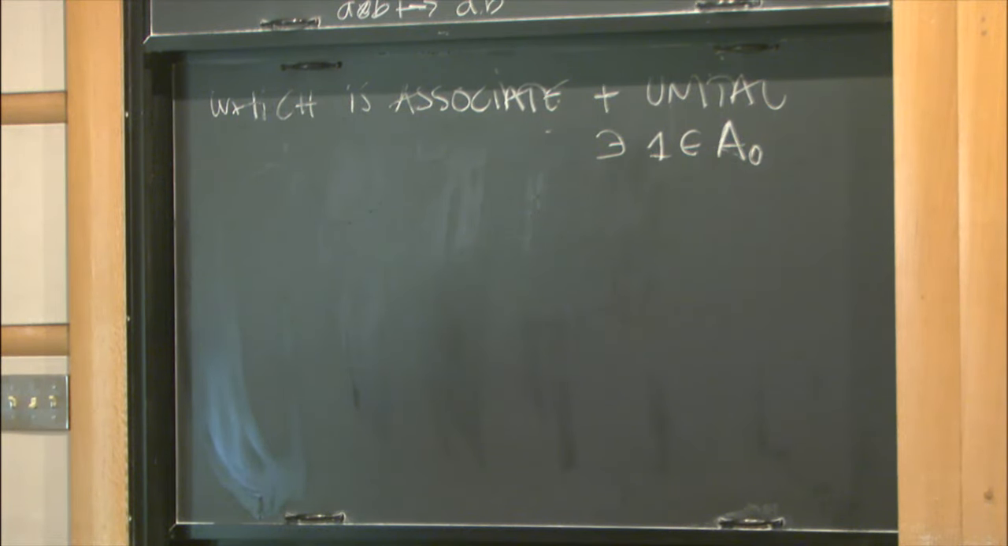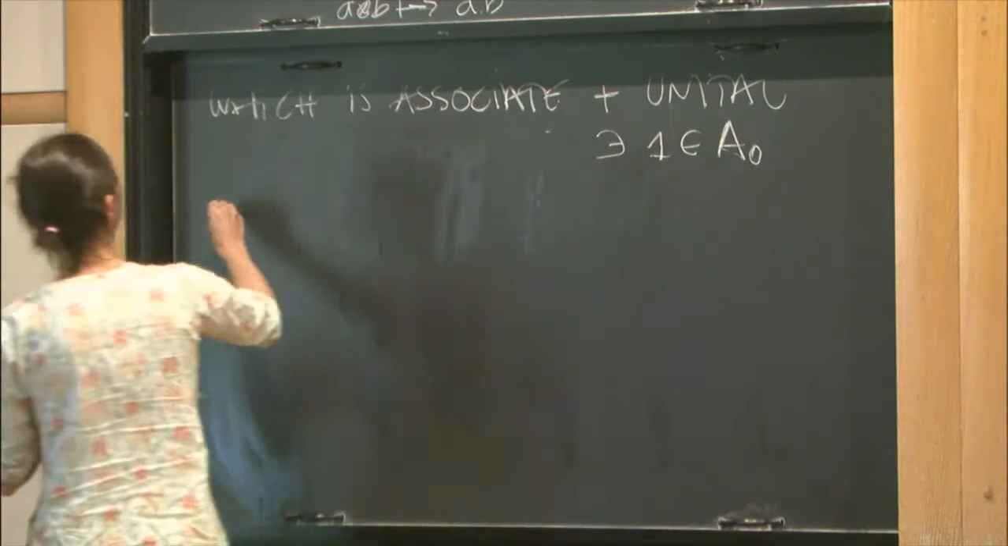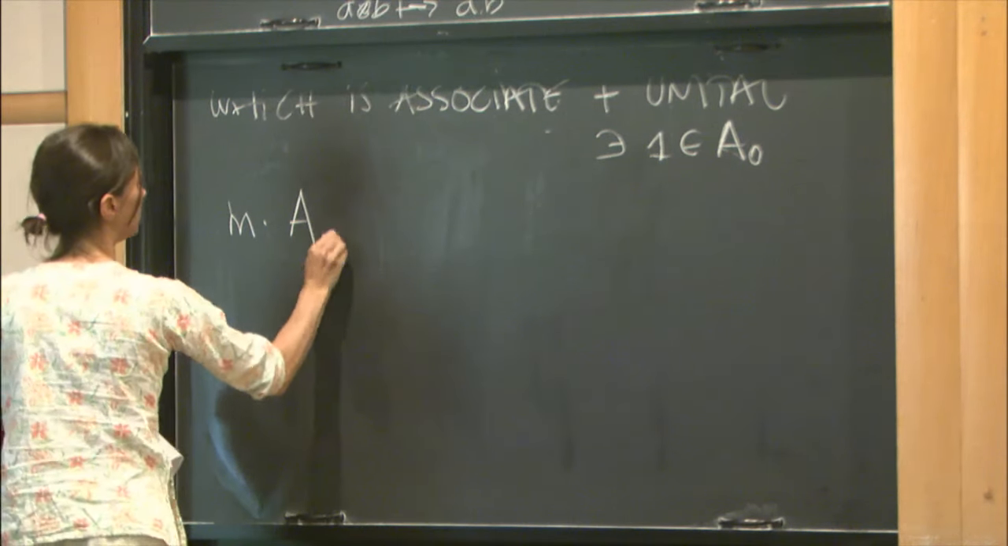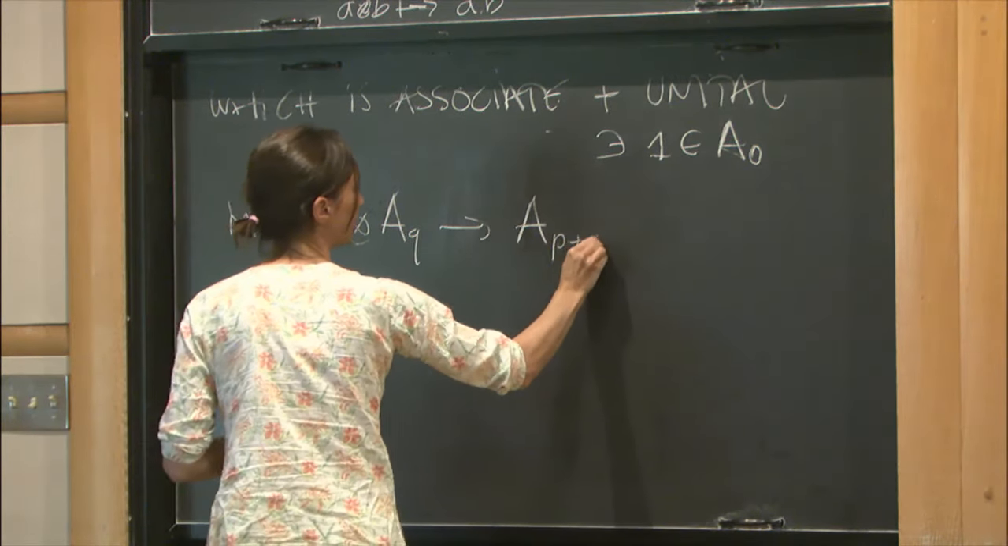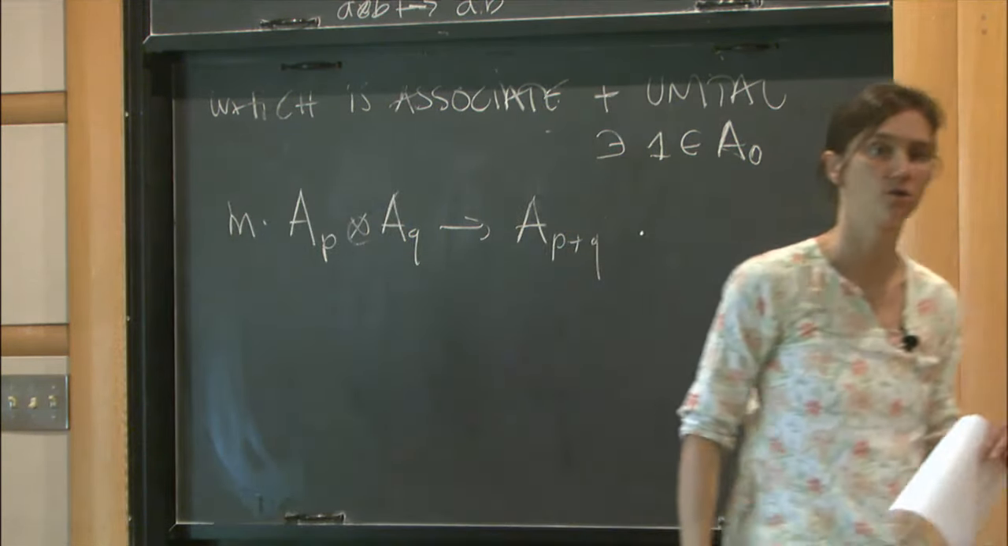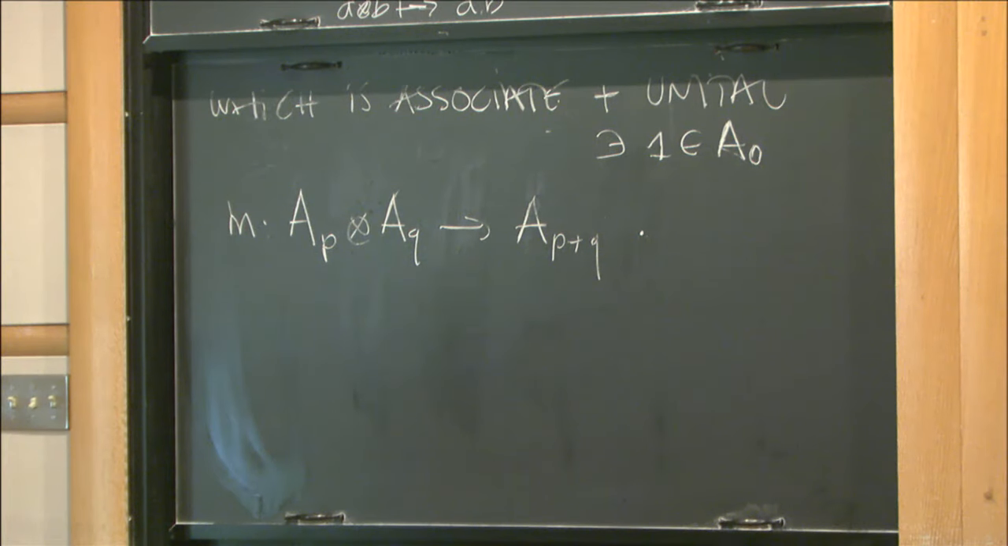Yes. How does the multiplication behave with respect to the grading? It's degree 0, so M goes from A_p tensor A_q to A_{p+q}. Yeah, a degree 0 multiplication for me today.